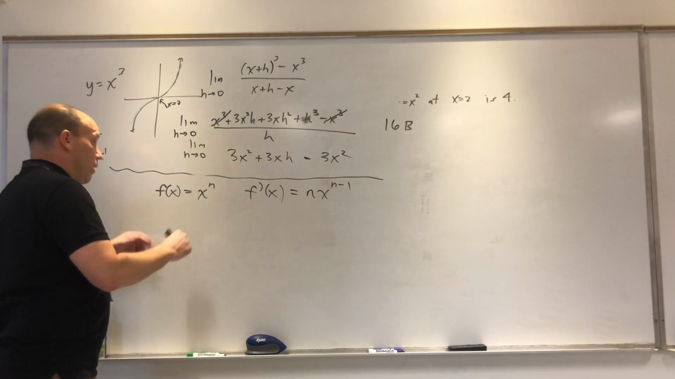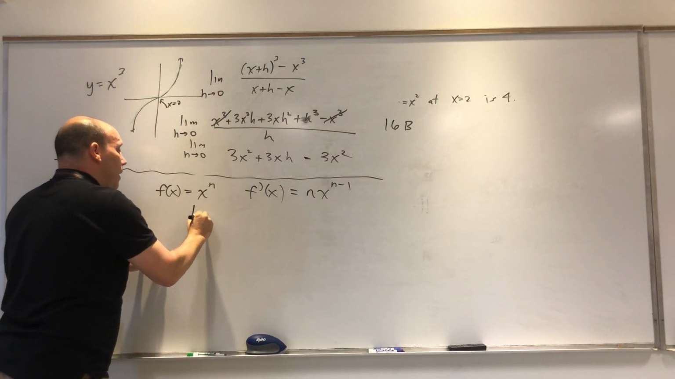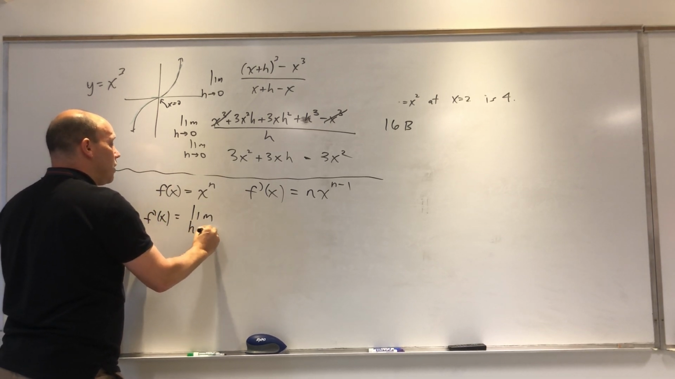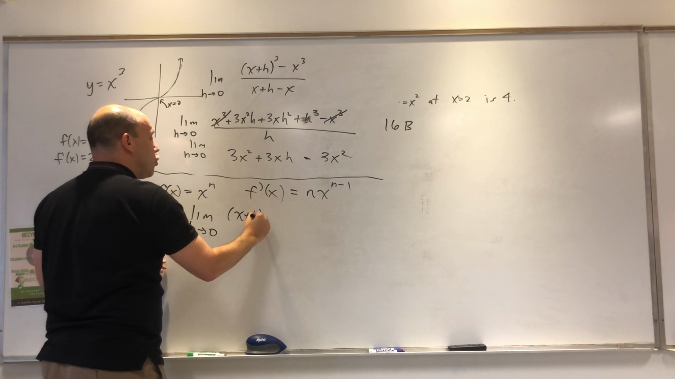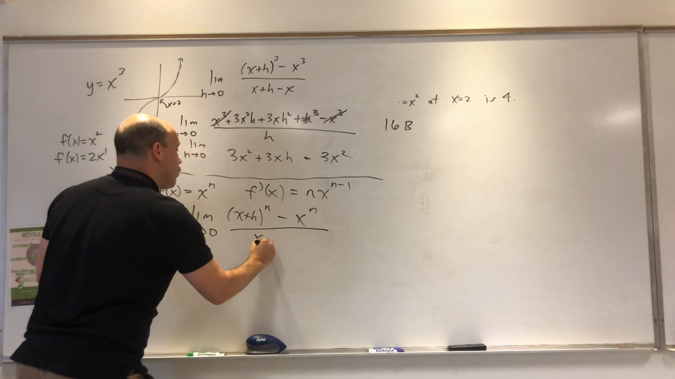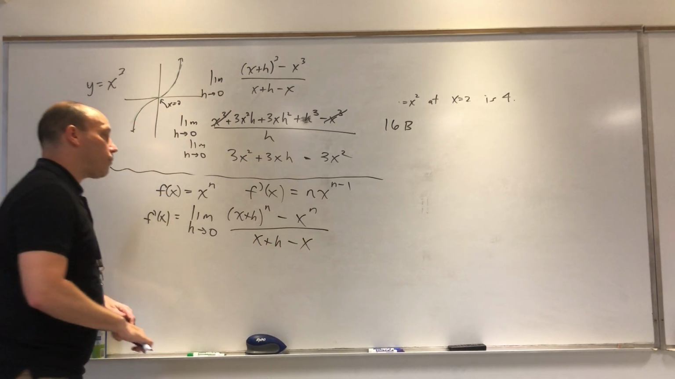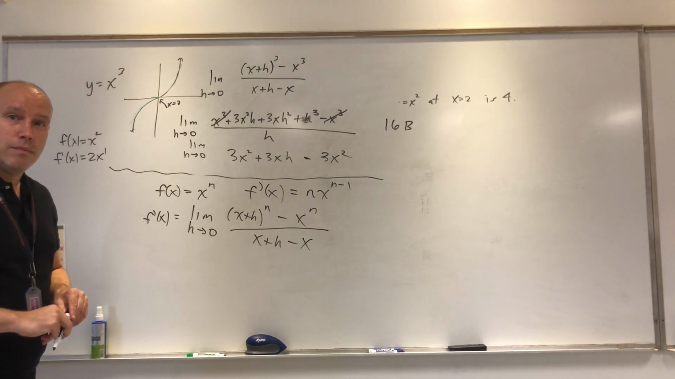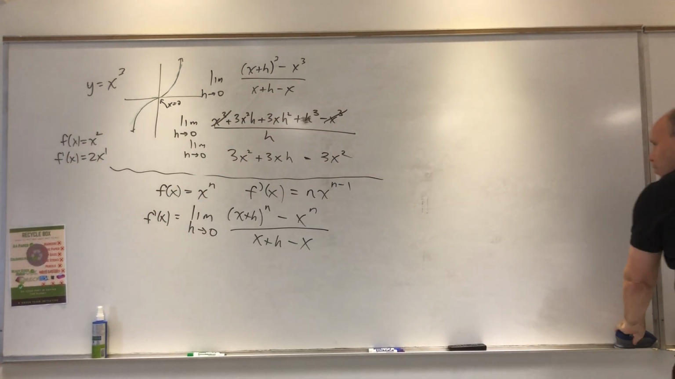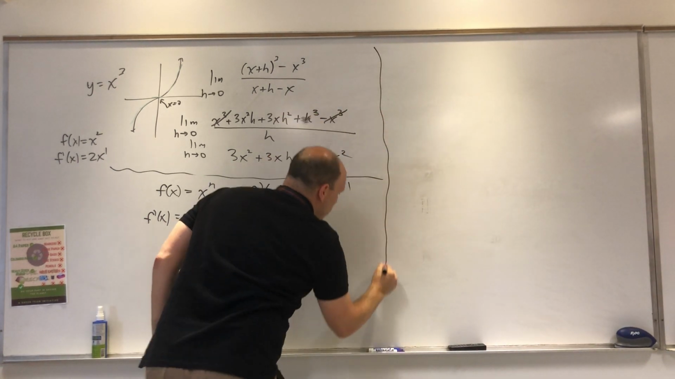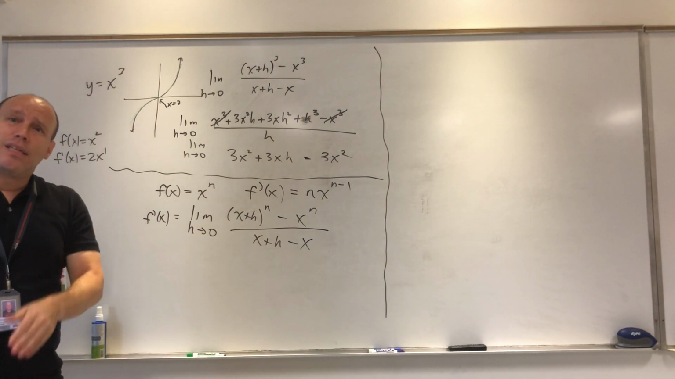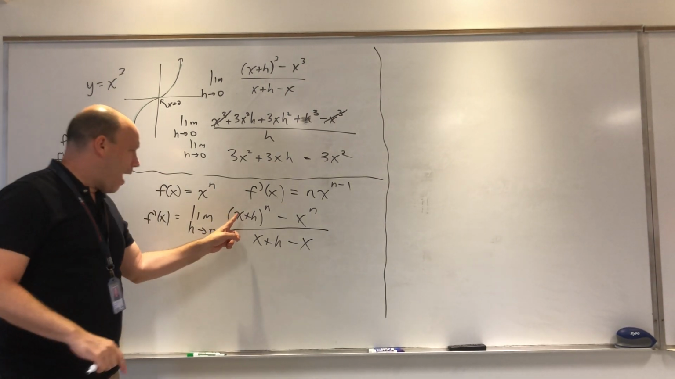Okay, well, you'll plug it in the formula. The derivative is equal to the limit as h goes to 0 of (x plus h) to the n minus x to the n over (x plus h) minus x. Okay, so I ask you, what is (x plus h) to the n power? I need to take a second to think about it. You can pause it and think about it. What is (x plus h) to the n?